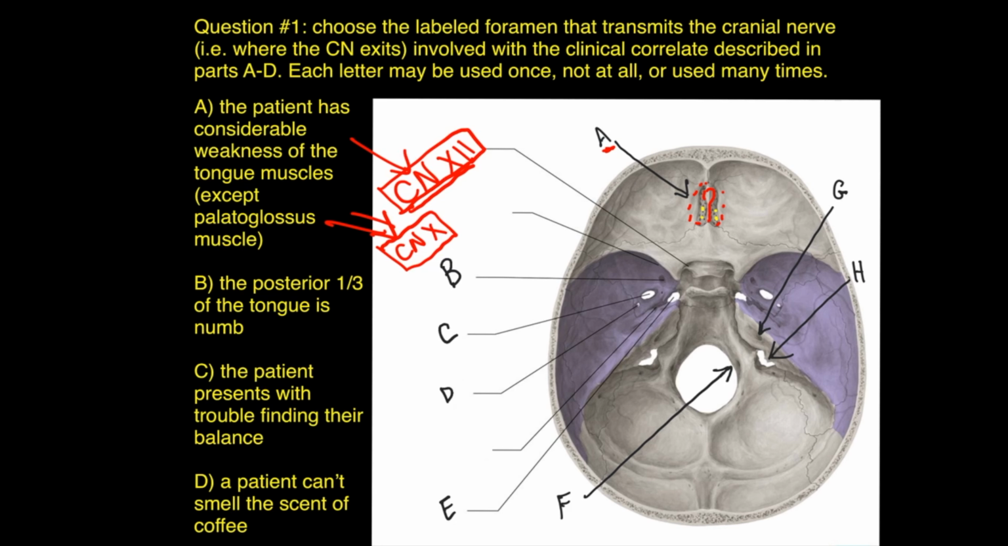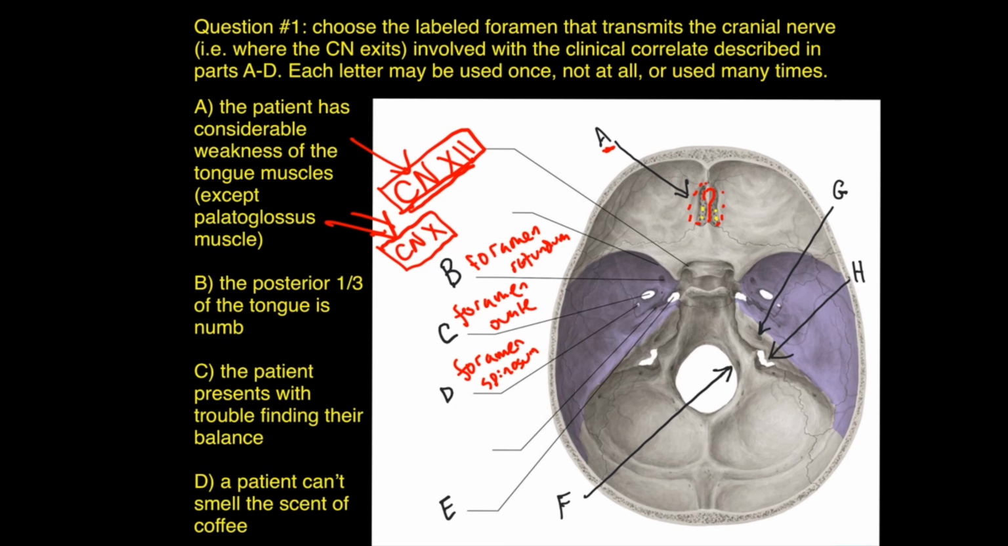Letter B, which foramen is letter B? Yeah, letter B is the foramen rotundum. So I can write that. This is foramen rotundum. And then what about letter C? Yeah, that looks like my foramen ovale. What about letter D? Foramen spinosum.